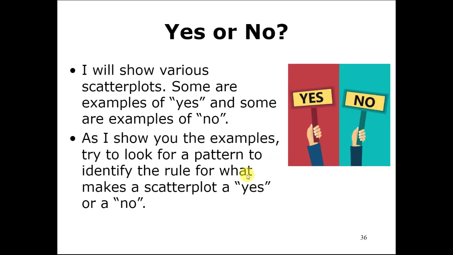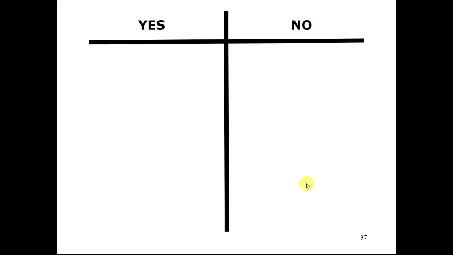So I'm going to show you some scatterplots, and some of these we're going to call examples of a yes, and some of these we're going to call examples of a no. As I show you the examples, I want you to look for a pattern to identify the rule for what makes a scatterplot a yes or what makes a scatterplot a no. Okay, so let's see how we do. So here's my graph where I'm going to be putting all the yeses and all the nos. So let's look at our first scatterplot.